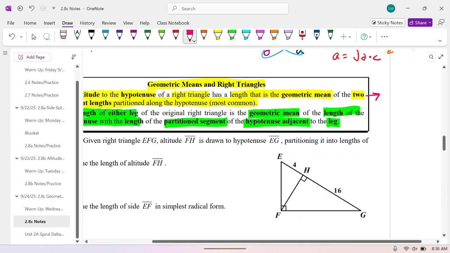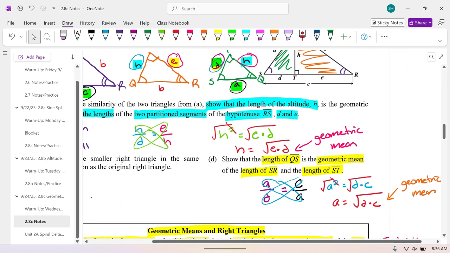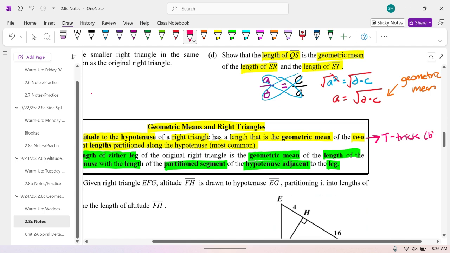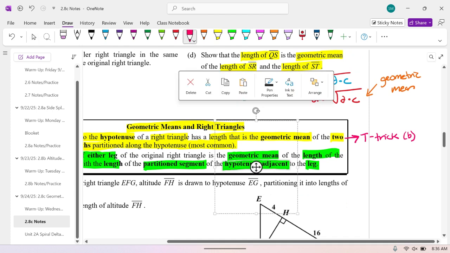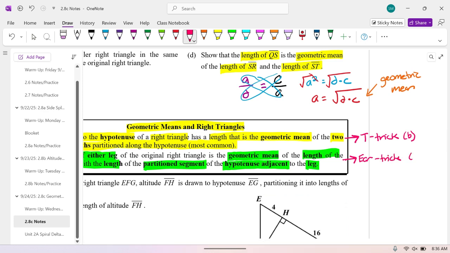The first one, the stuff highlighted in yellow, creates what we call the T trick, which is essentially what we did for letter B up top. So when I'm talking about the T trick, think about the letter B from the previous. The green is what we're going to call the ears trick, and that's similar to what we did with letter D of the previous. I'm noting this because I'm about to show you what those tricks are.